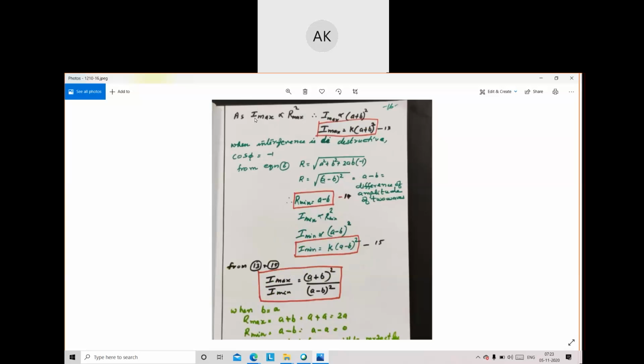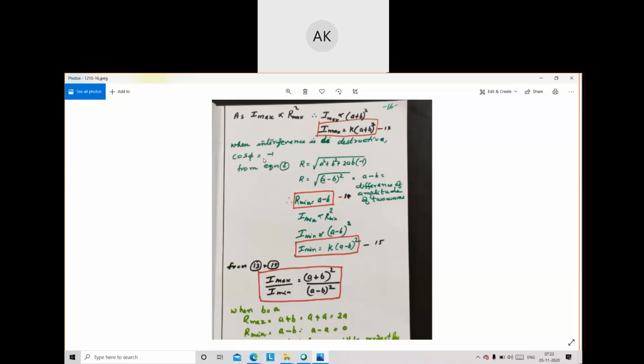And we also know intensity maximum is directly proportional to square of amplitude maximum. I max is proportional to (A plus B) whole square. Intensity is proportional to the square of the amplitude. Amplitude is A plus B, so the square of the amplitude is (A plus B) whole square. So I max is equal to K into (A plus B) whole square; the proportionality sign is changed into an equal to sign. When interference is destructive, what happens?